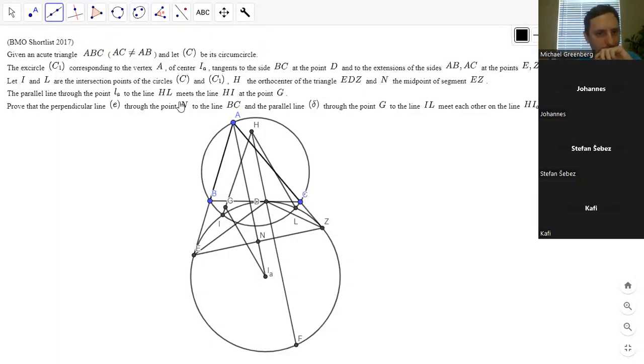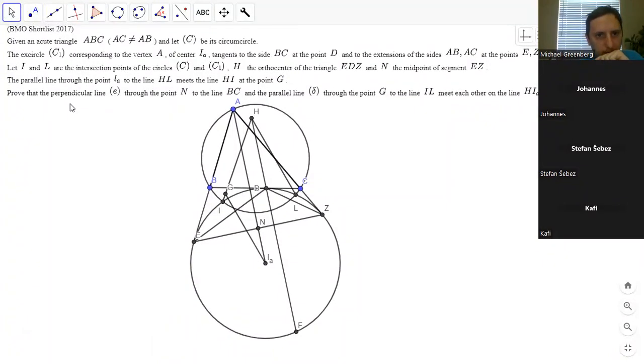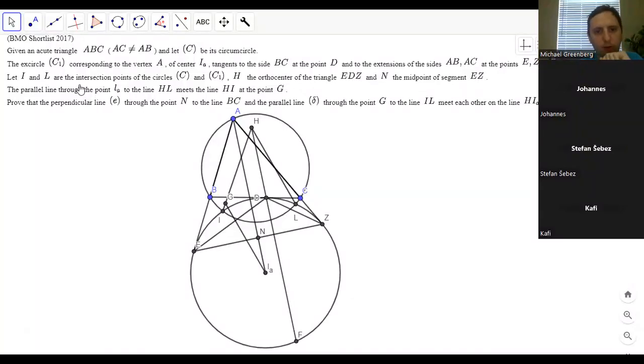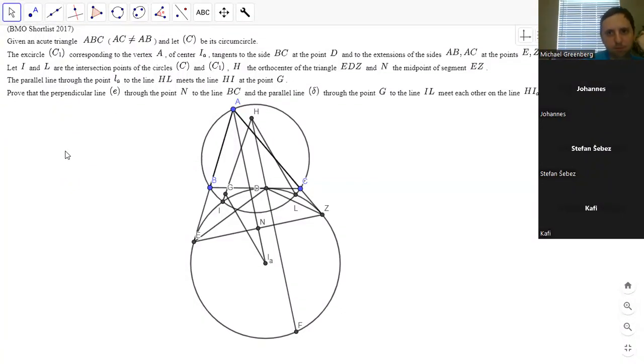Let's see if I did anything wrong. So we have a triangle ABC and we draw the circumcircle. Maybe I switched I and L, because it doesn't say which should be I and which should be L. I don't think that should matter. H is the orthocenter of EDZ. Did I do that right? I think that looks good. N is the midpoint of EZ. We draw the parallel through IA to HL. That meets the line HI at point G. And then we want to show the perpendicular line through N to BC, the parallel line through G to IL.